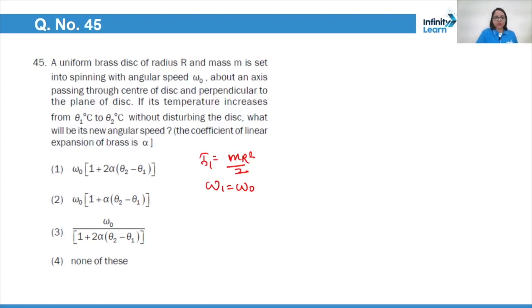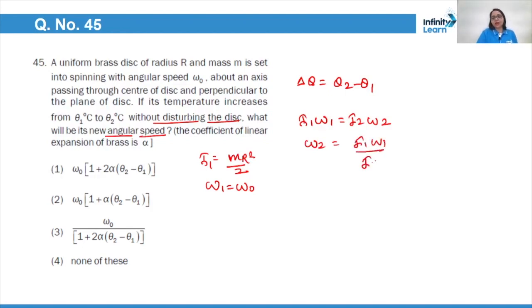Okay. If the temperature of the system increases from theta 1 degree Celsius to theta 2 degree Celsius, so change in temperature is theta 2 minus theta 1, without disturbing the disk. What will be its new angular speed? Okay. So we are not disturbing the disk. That means we can conserve the angular momentum. So I1 omega 1 is equals to I2 omega 2. So omega 2 will be I1 omega 1 divided by I2.